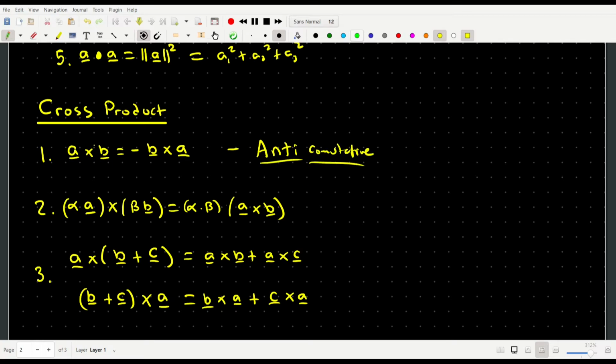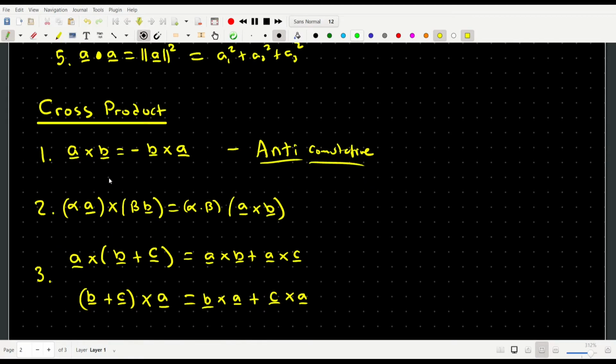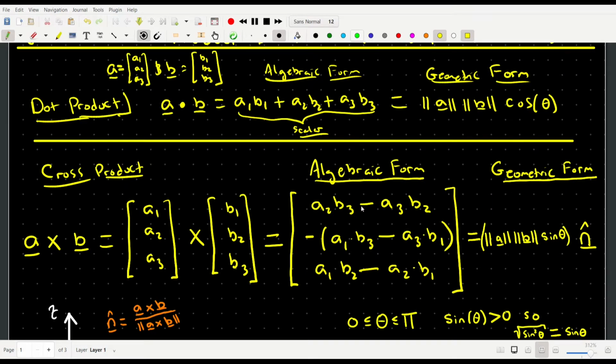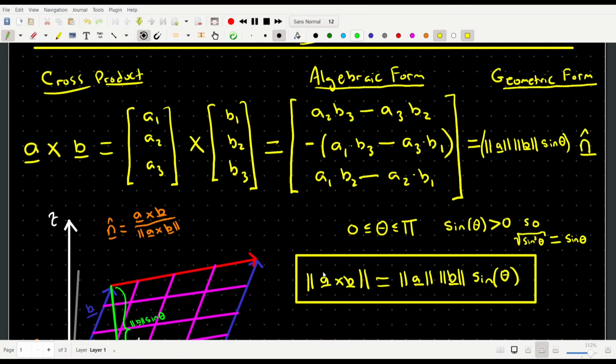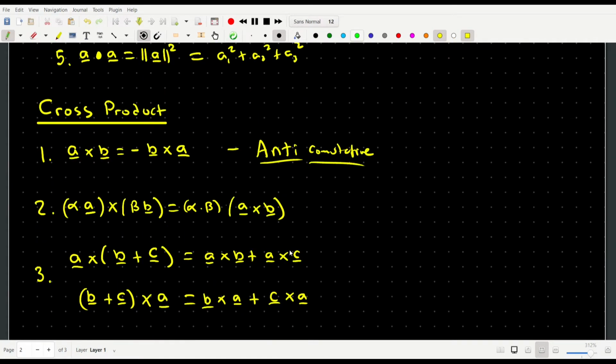So it's not commutative. A cross B will always be negative B cross A. And we can go through and show all of these, and I recommend you do, using both the algebraic definition of the products as well as the geometric definition. But this simply comes about because when you switch where A and B are in each one of these expressions, you're going to get a negative sign that pops out in relation to the original order of A and B. So it's anti-commutative.